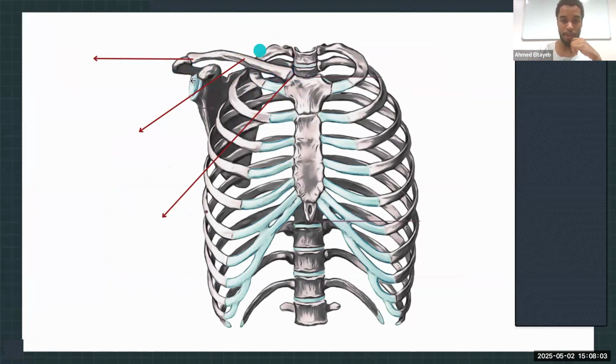Now the clavicle has 2 ends to it. It has a round end and it has a flat end. The round end articulates with the sternum, specifically the manubrium of the sternum. And the flat end primarily articulates with the acromion, and the acromion is a lateral bony projection which comes off the scapula. And we'll speak about all the landmarks later.